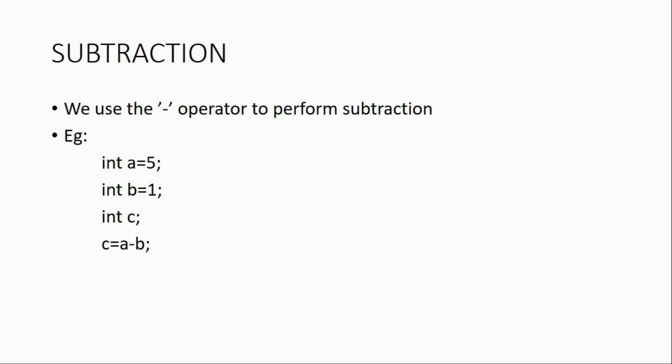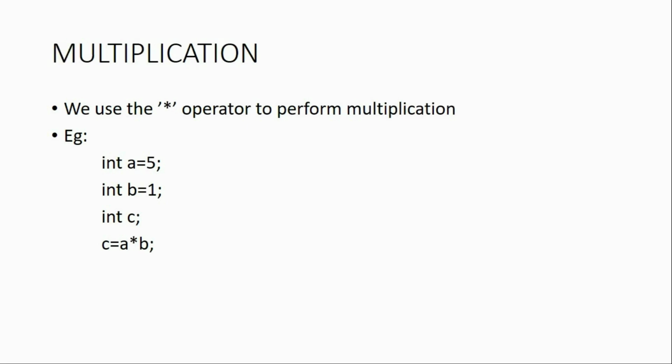Next one we have subtraction. We use the minus symbol or operator here to perform subtraction. We have the same example. a is equal to 5, b is equal to 1, and c is equal to a minus b. So the value of a minus b will go into the variable c, and if you cout c, you will get 4.